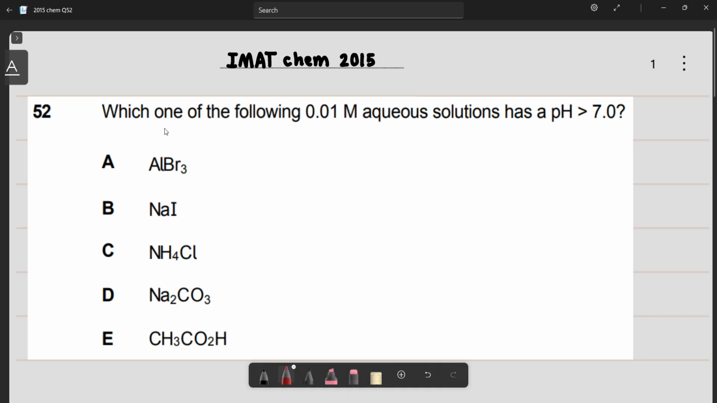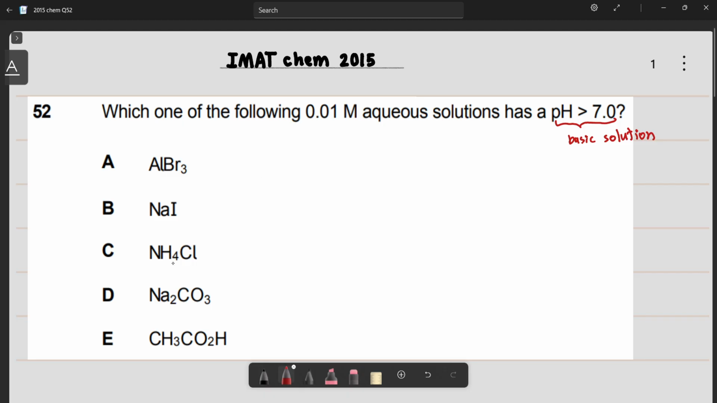It says, which one of the following 0.01 molarity aqueous solutions, which is concentration, has a pH greater than 7. So we have 5 given compounds. We must determine which of these, if dissolved in water, forms a resultant solution that is going to be basic, as it says pH more than 7. So pH more than 7 is a basic solution. So it must form a basic solution.